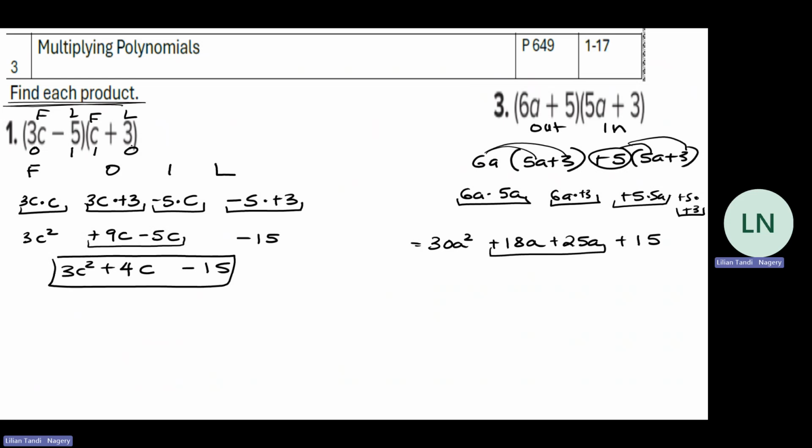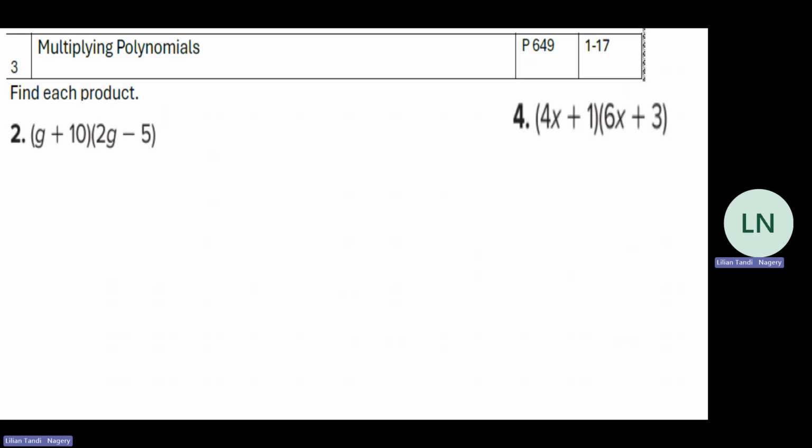These are like terms. So our solution is 30a squared. 18 plus 25 should be 43. Okay, so positive 43a plus 15. And we box our answer. So 18 plus 25, 43. I was correct. Okay, we move on.